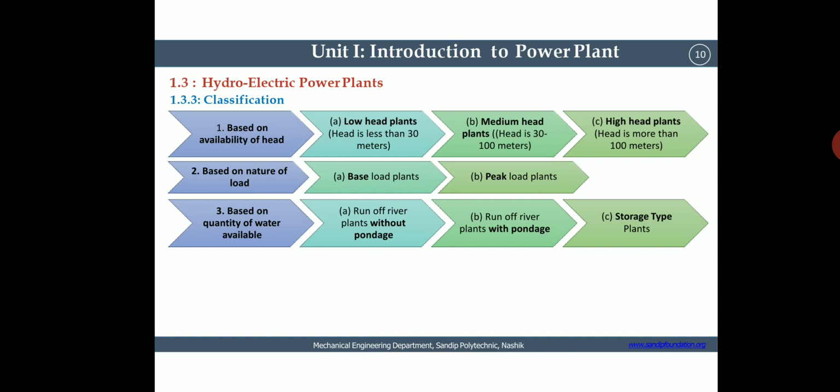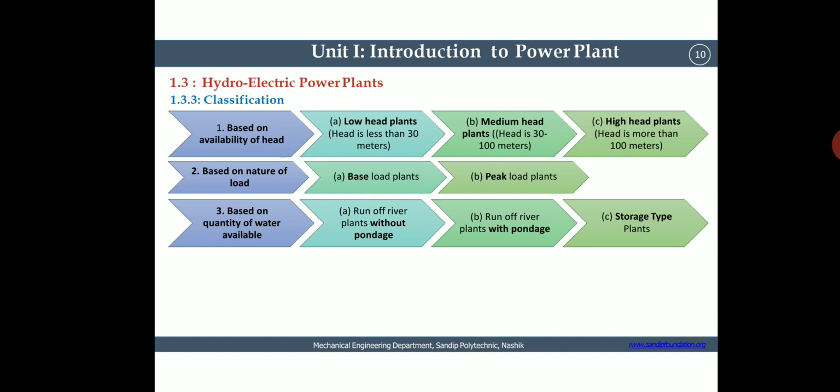Now, introduction to power plants: hydroelectric power plant classification. The first classification is based on the availability of head. It is classified into three types: low head plants, medium head plants, and high head plants.